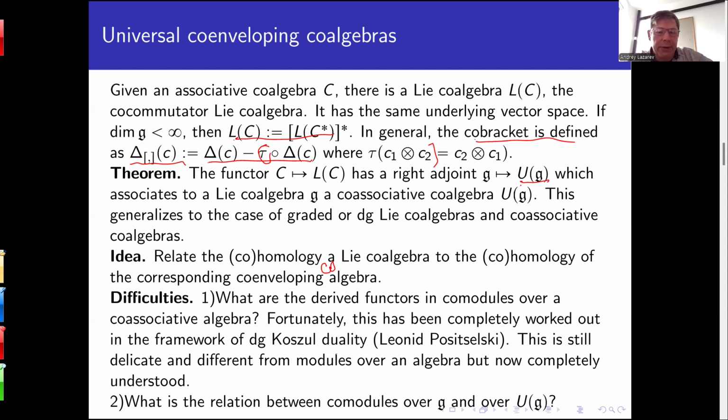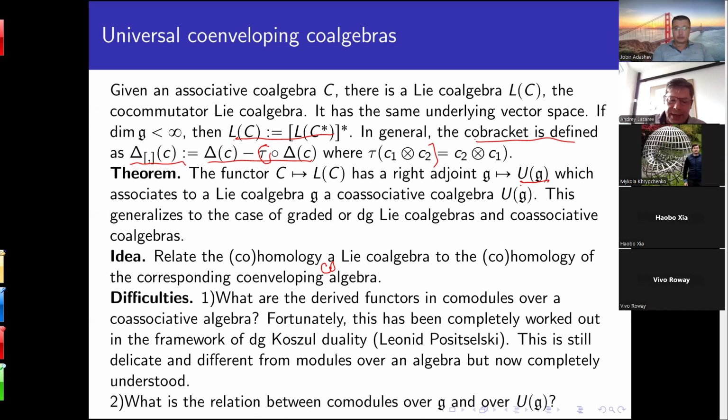Sometimes they have been called Cotor or Coext. And in some limited generality, those functors have been known in differential homological algebra, and they have been used in various topological questions, particularly in rational homology theory. Okay, so that's one source of difficulty, which, as I tried to explain, is no longer a difficulty. And then the question is, what is the relation between comodules over G and comodules over its universal enveloping coalgebra?